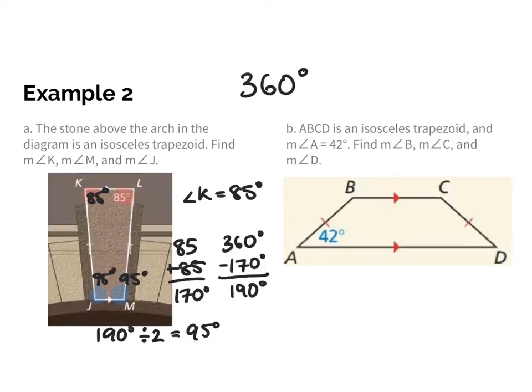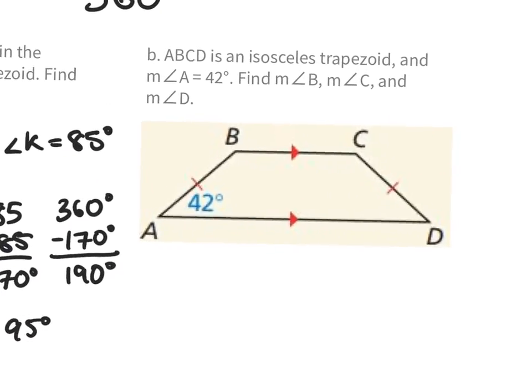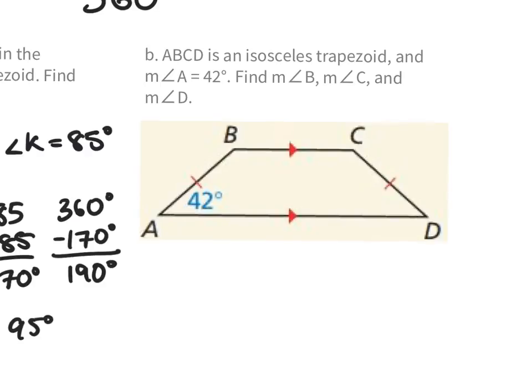All right, so what I want you guys to do is try example 2B here. In example 2B, you are given angle A, which is 42 degrees, and your goal is to find the missing angles. Think about what we did in example A. So why don't you try this one on your own.